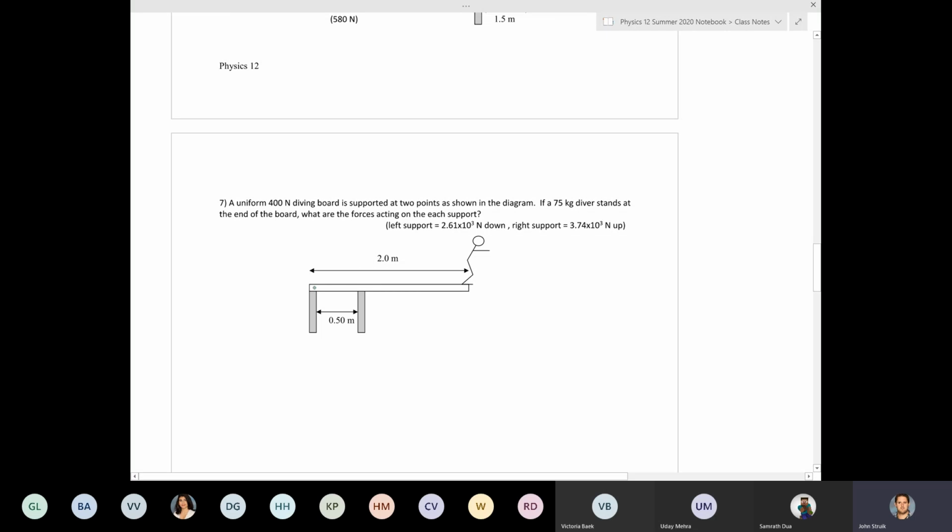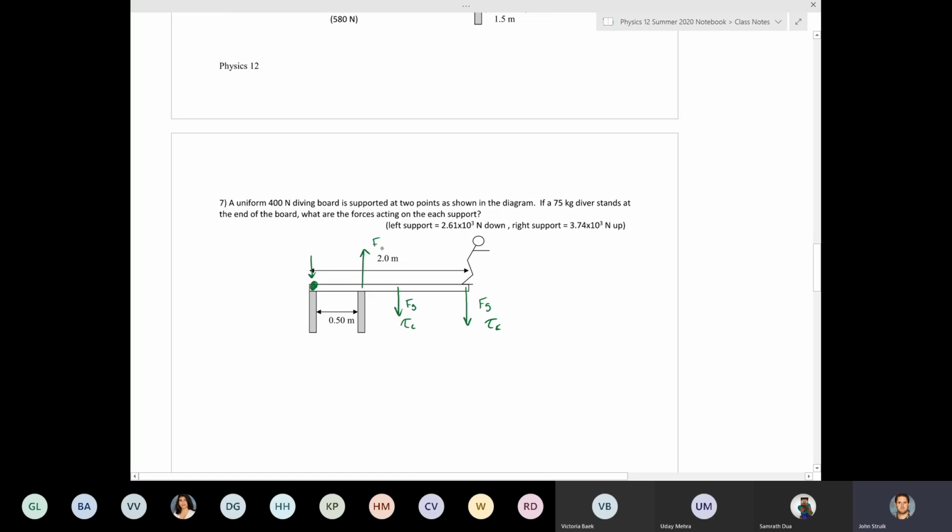So I'm just going to assign a pivot at this point right here and then say, okay, the diver is going to stand on the board, which is going to go down like that. That's the diver's Fg, and that's going to cause a clockwise torque when I assign the pivot right there, because that'll bring the board down. And then halfway down the board, there's also the Fg of the board, which is also going to cause a clockwise torque.